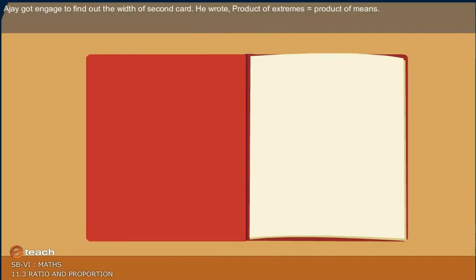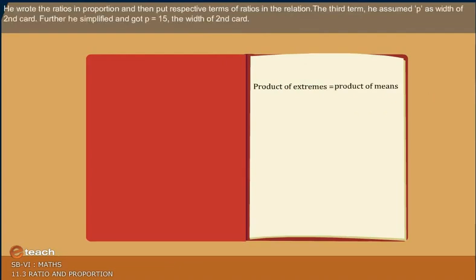Ajay got engaged to find out the width of second card. He wrote, product of extremes is equal to product of means. He wrote the ratios in proportion and then put respective terms of ratios in the relation. The third term he assumed P as width of second card. Further he simplified and got P is equal to 15 and width of second card.